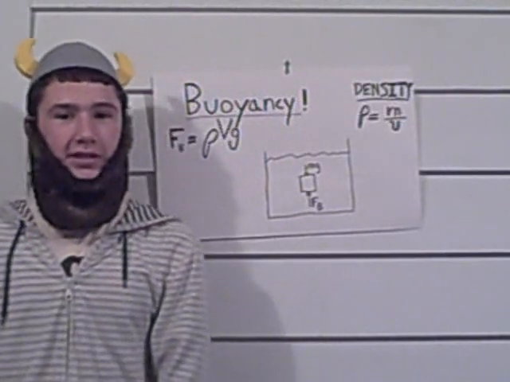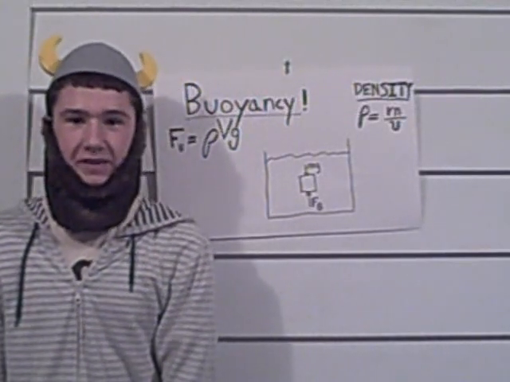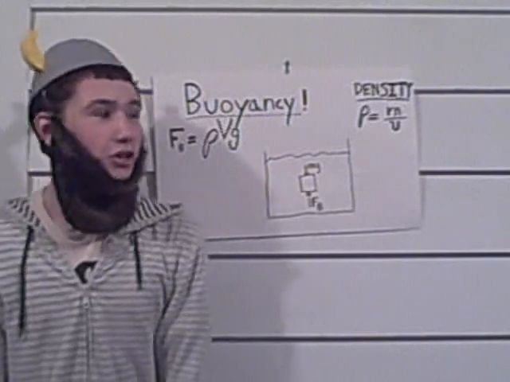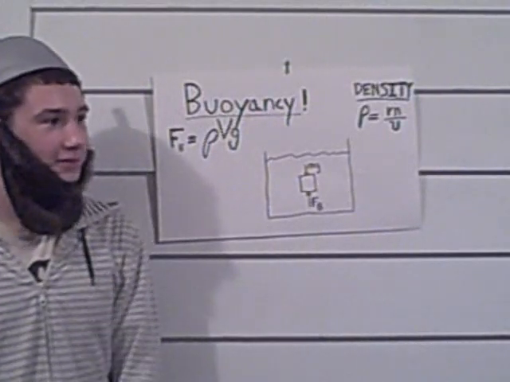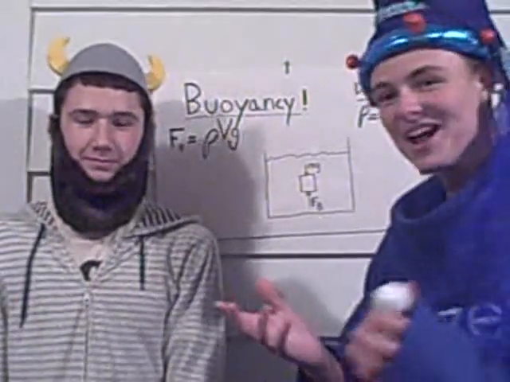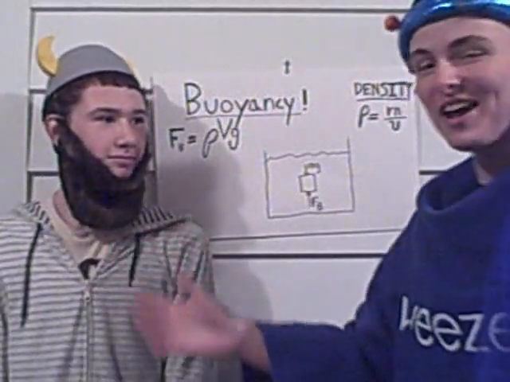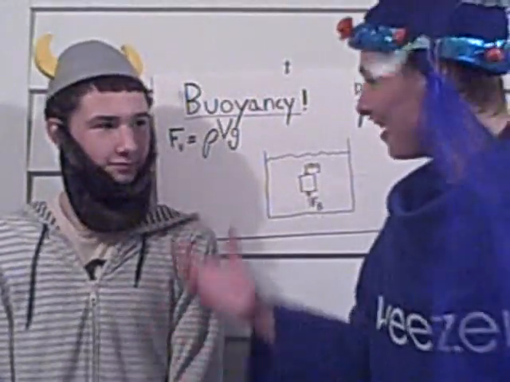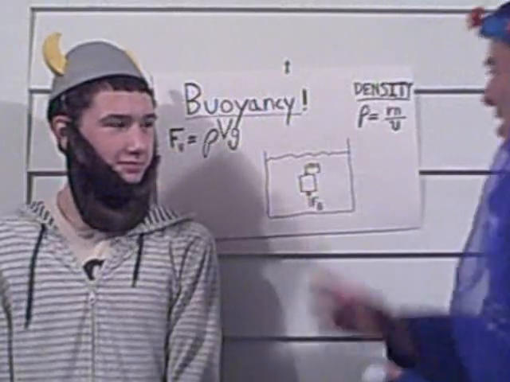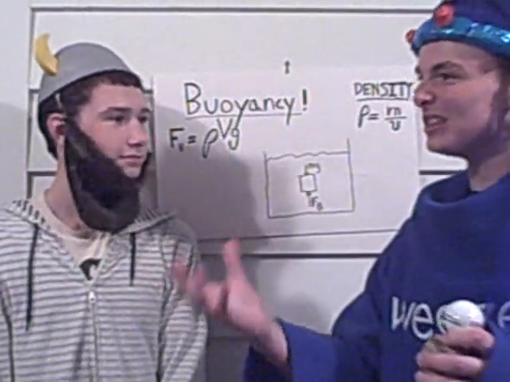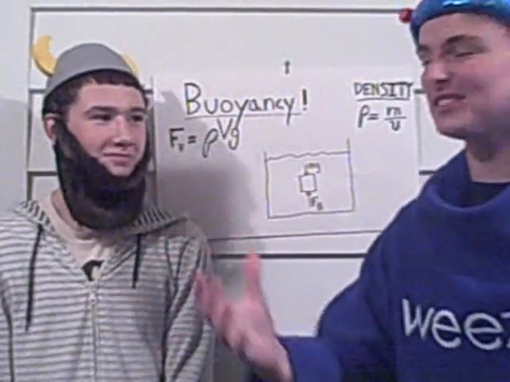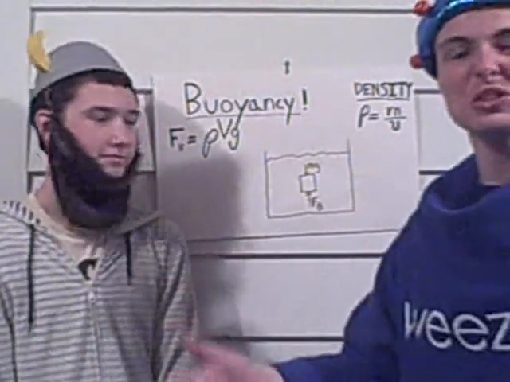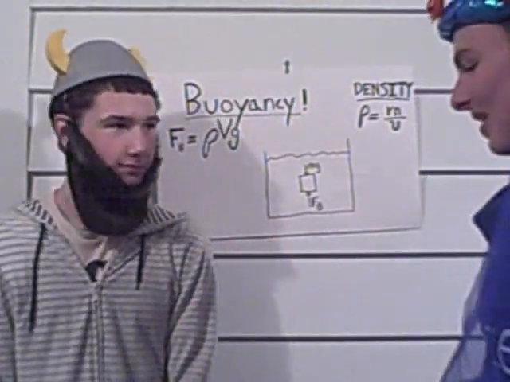Now, to help explain buoyancy, we've brought in a guest physicist today. May I introduce Sir Merlin the Wizard. Hello there! I am here to help young Viking boy here with buoyancy. See, buoyancy is what makes things float. It's what allows large boats to go on water without sinking.